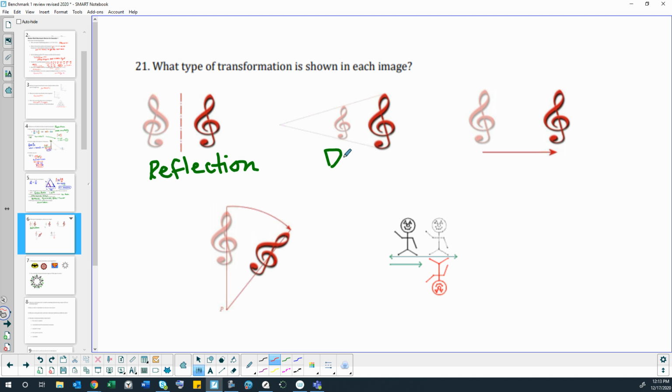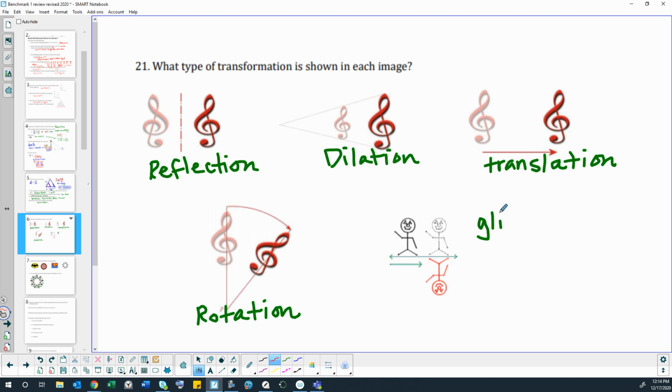This next one is a dilation because it has a change in size. This next one is a translation because all it does is move from one place to another. Here we have a rotation as our shape rotates around a point. And then this last one is called a glide reflection because it has both a move and a reflection.